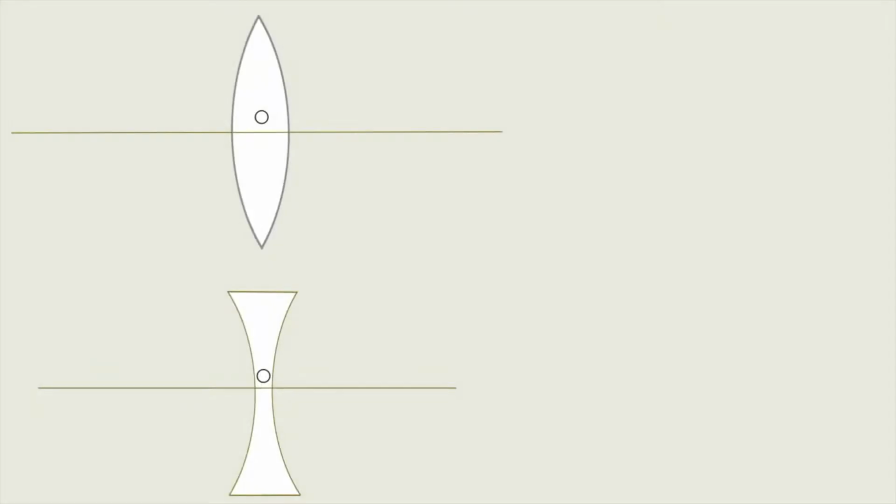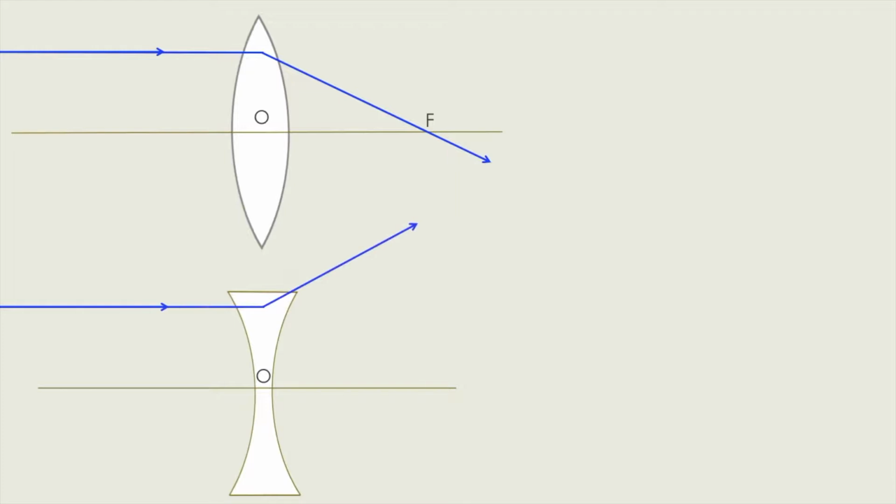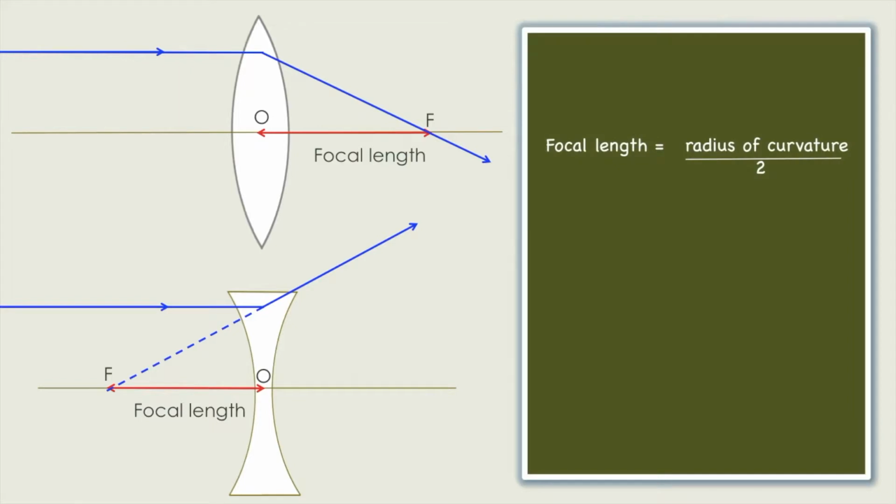So here I've got two lenses, a convex lens and a concave lens. A light ray parallel to the principal axis would pass through the focus in the convex lens, and a light ray parallel to the principal axis would appear to emerge from the focus in the concave lens. The distance between the optical center and the principal focus is said to be the focal length. Now, this focal length is equal to half the radius of curvature. I'm not going to prove this over here because the proof is not there in your syllabus.